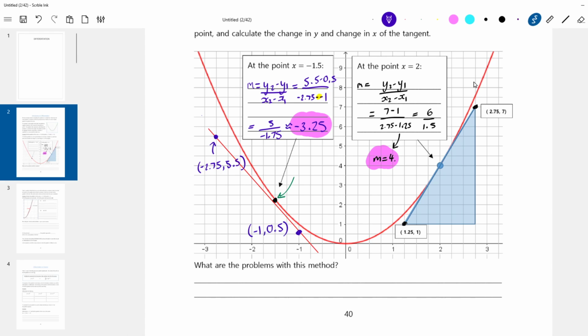So I would say something along the lines of just there's some human error and there's going to be natural variation in the steepness.